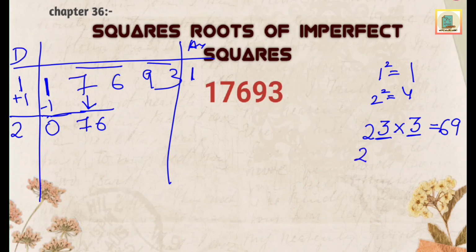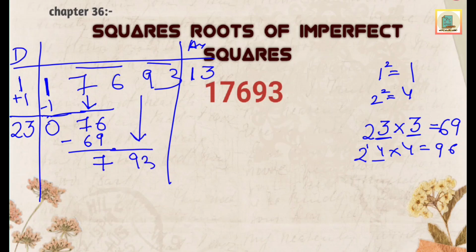So, write 2, 4 over here and multiply by 4. So, 4 4s are 16. 4 2s are 8, 96. So, it's going by 3 only. So, write 3 in the divisor part and 3 in the answer part as well. So, here we get 69. So, 76 minus 69, we get 7 over here. Now, we'll drop the next pair, that is 93. And we will find the next divisor also.